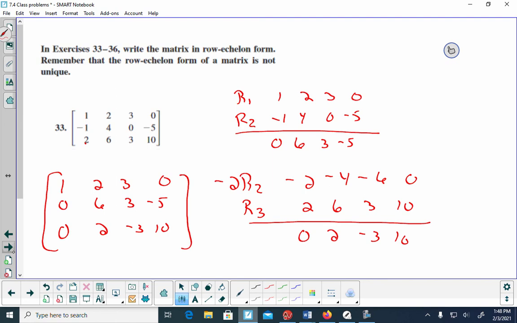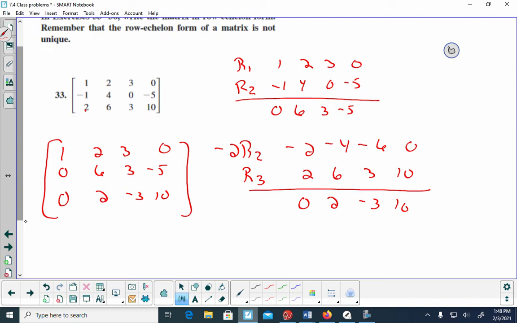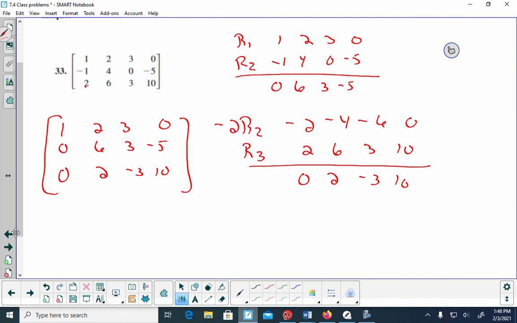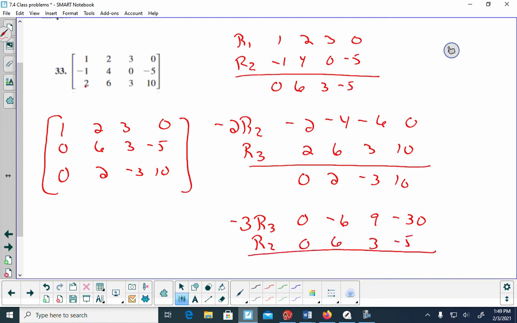Now I'm going to follow that same pattern, and I'm going to do row 2 and row 3 to eliminate the Y. So it looks like I can leave row 2 alone and multiply row 3 by a -3. So -3 times row 3 will be 0, -6, +9, -30. And then row 2 will be 0, 6, 3, and -5. And when I add those, I'm going to get 0, 0, 12, -35.